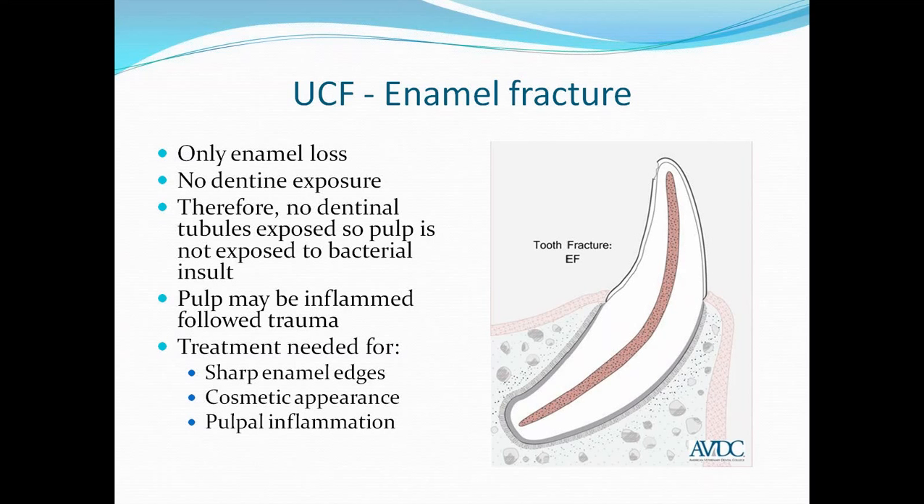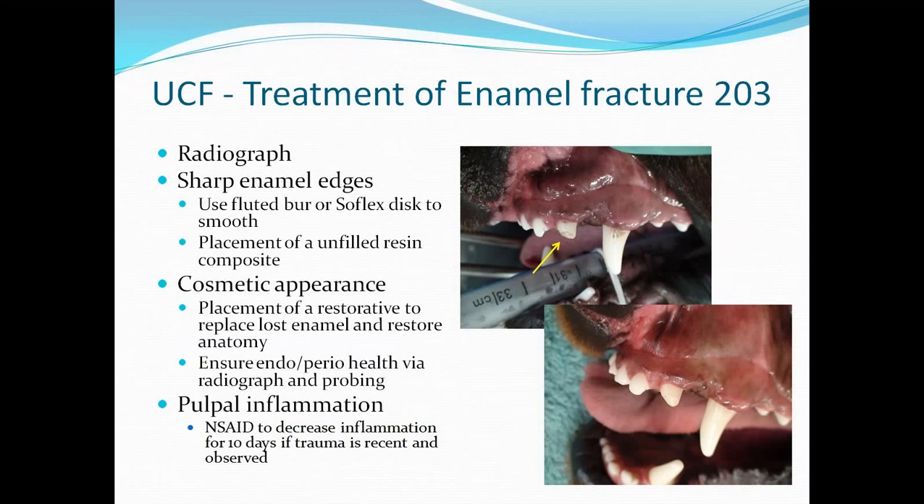So we can see that the enamel is fractured and the dentine is not exposed, so therefore the pulp is not exposed. This is a clinical example of a dog that came in, and it has a fractured upper left third incisor, so tooth 203, using the modified Triadan system.